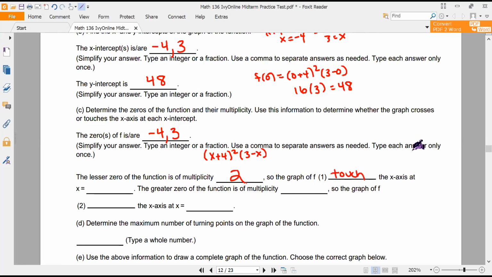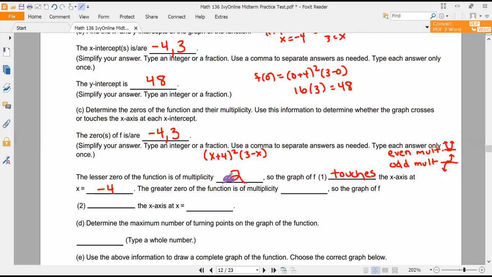Now let me explain what they mean by that. I believe they actually say touches. If you have an even multiplicity, you're behaving like x squared at your x-intercept, so you're touching the x-axis, not crossing it. If you have an odd multiplicity, you're behaving like x to the third, so whether it's going this direction or the other direction, you're crossing through. Since this was an even multiplicity, we are touching the x-axis at x of -4.